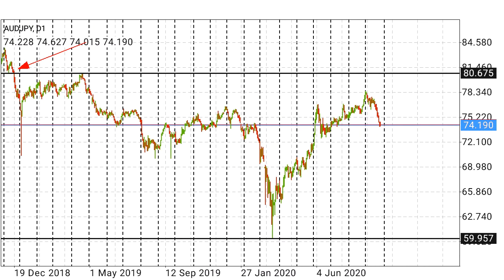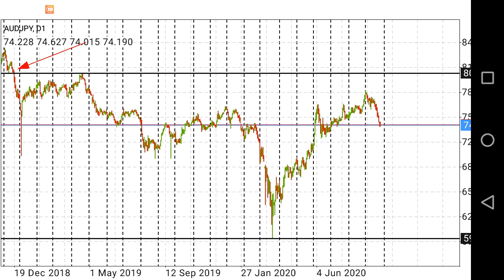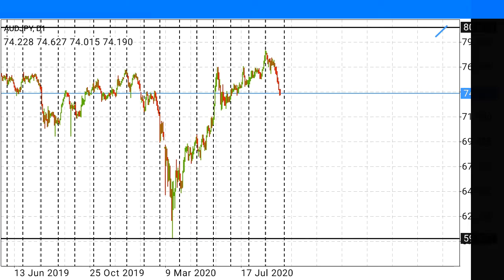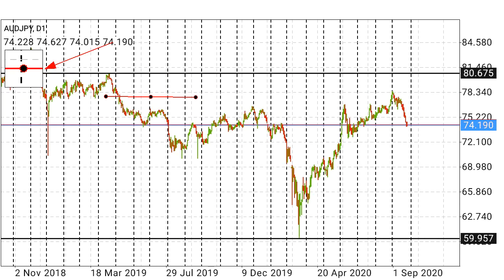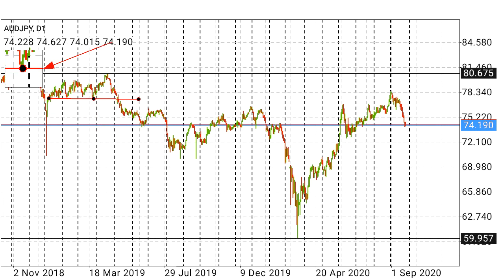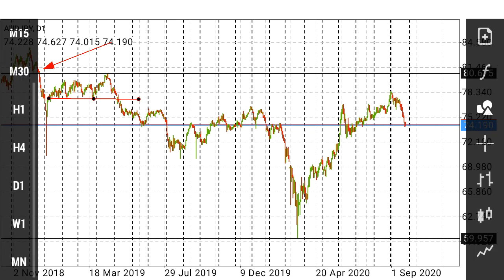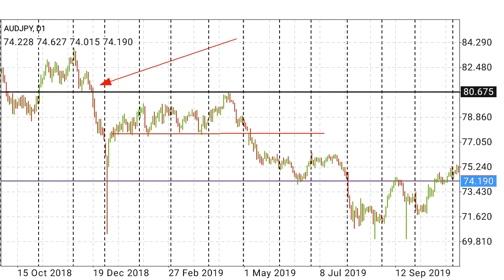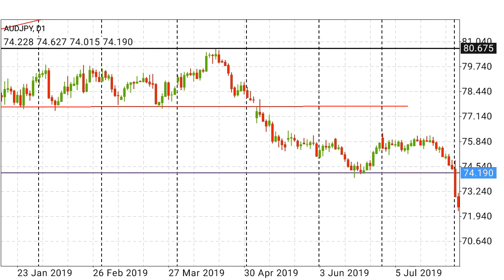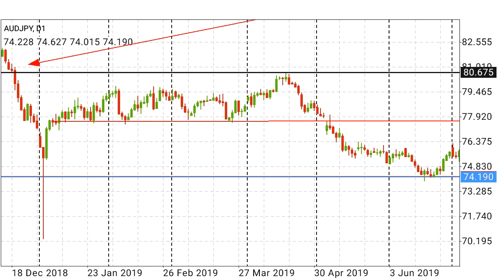Okay. Remember, we have support and resistance, and we have supply and demand. So this is what happened. Okay, let me put this on here. Remember, I once told my client about this thing. Let me make it clear so that you can understand.